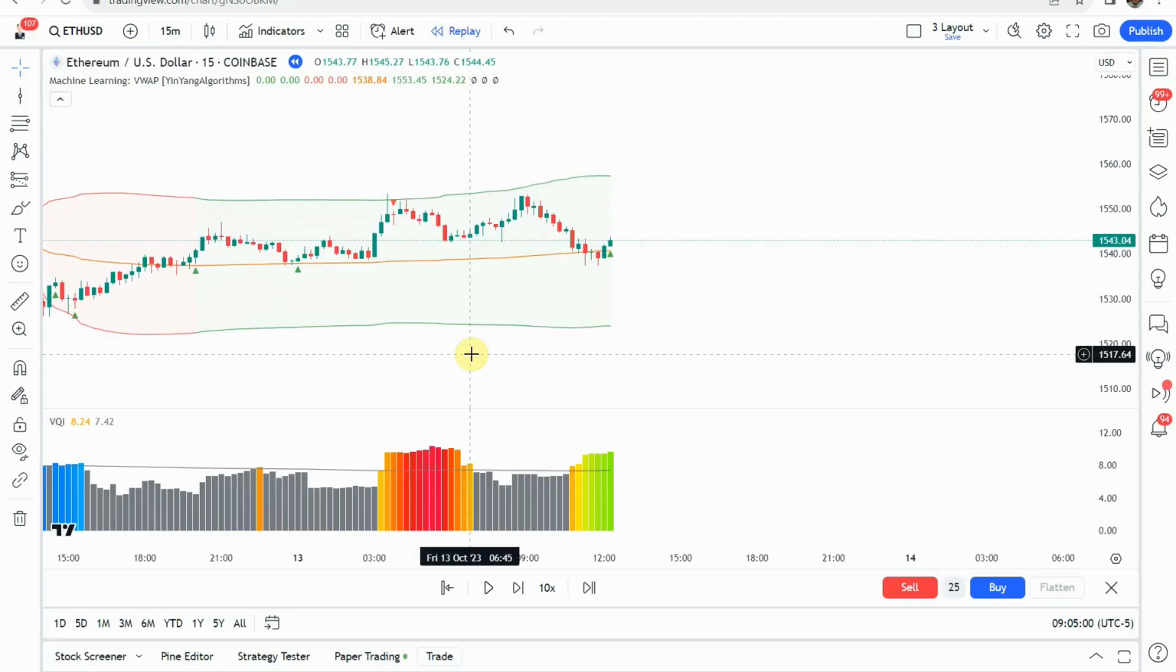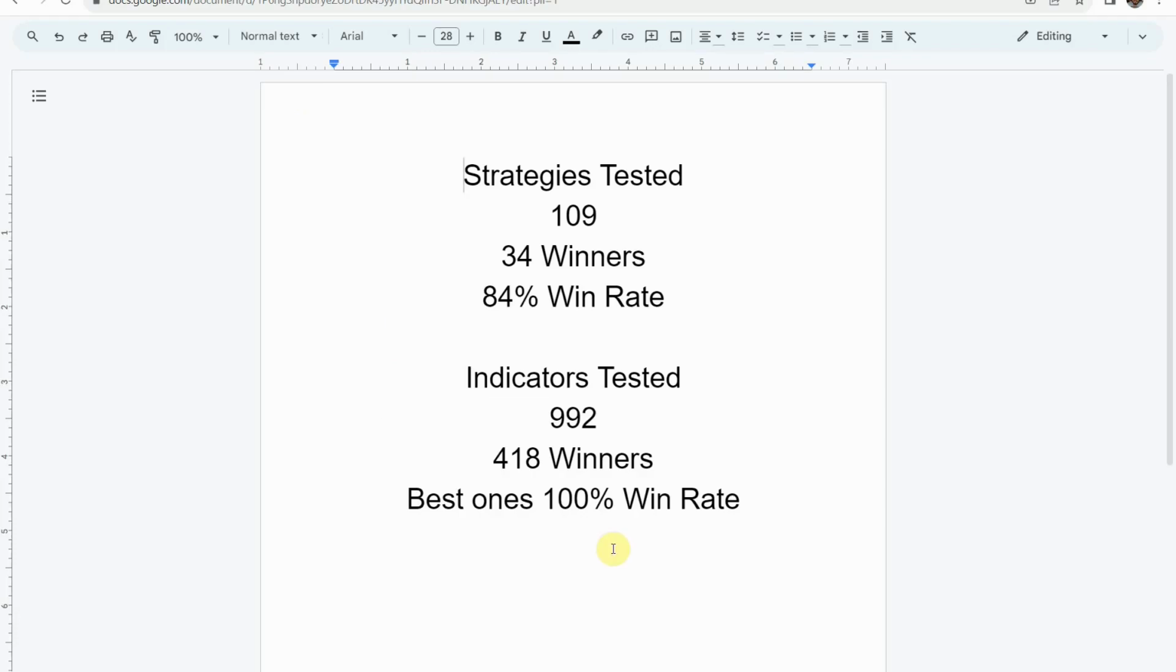Alright, as I said, today we will be testing a 15-minute crypto scalping strategy. Before we do though, I wanted to put the testing scoreboard up for everyone to see. So to date, we have tested a total of 109 different strategies, with 34 of them being winners. The best one so far was able to achieve an 84% win rate. That is the Academy of Forex indicator with the Z-score probability indicator.